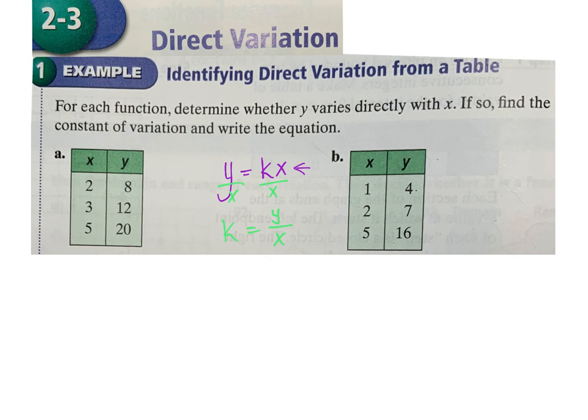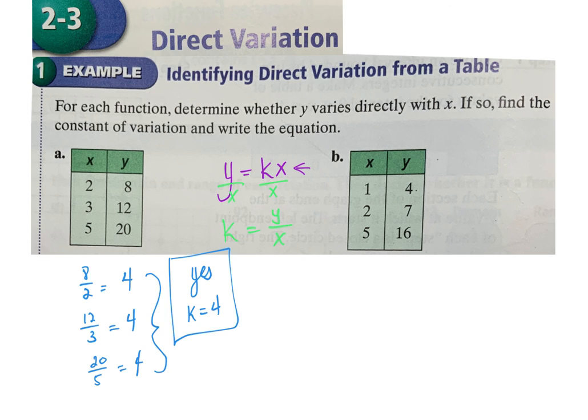All right, and so let's look at the first one. Y divided by x. What is that? There we go. Y divided by x for the second set. And then y divided by x for the third set. If these are all the same, the answer is yes, it directly varies. And the constant of variation is 4. So yes, those directly vary, and the constant of variation is 4. All right? Think of it as almost like a ratio. Make sense? Let's look at B.